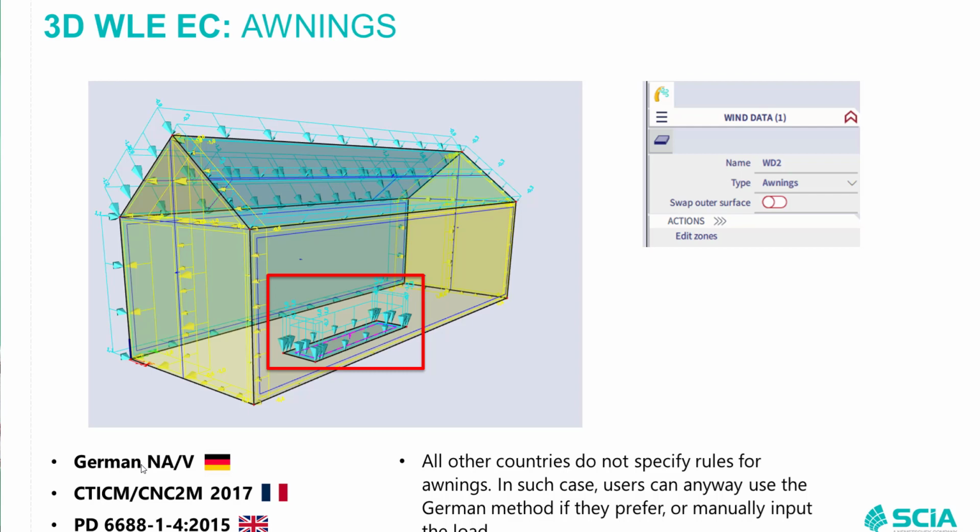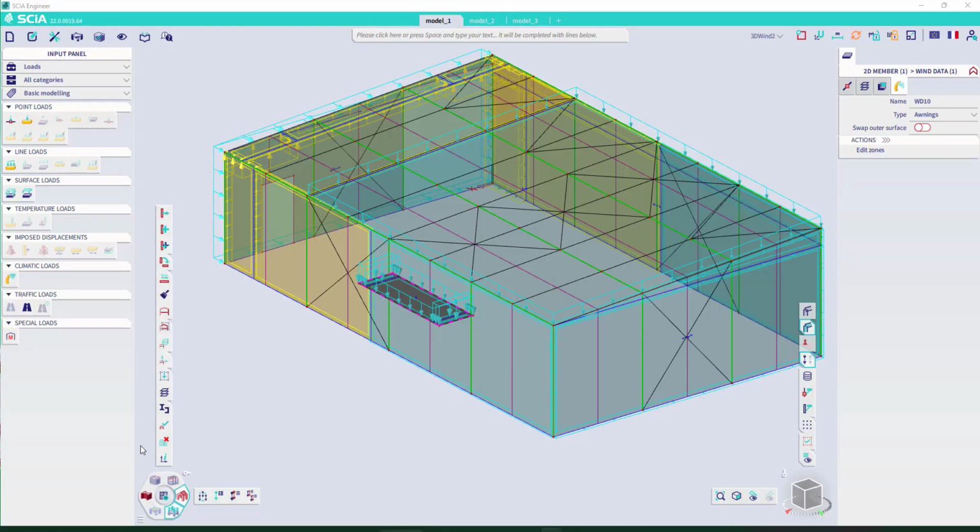For all the others, of course, because there is a norm, that guideline is used. For the countries where this guideline is not used, we give anyway the possibility to choose to use this wind load generator. But of course, if you don't want to, because you are, I don't know, in Austria and you don't want to use the German one, you can apply the wind load on the awnings manually. Okay, having said this, let's move to the next part, that is wind load on canopy roof, then on isolated roof.